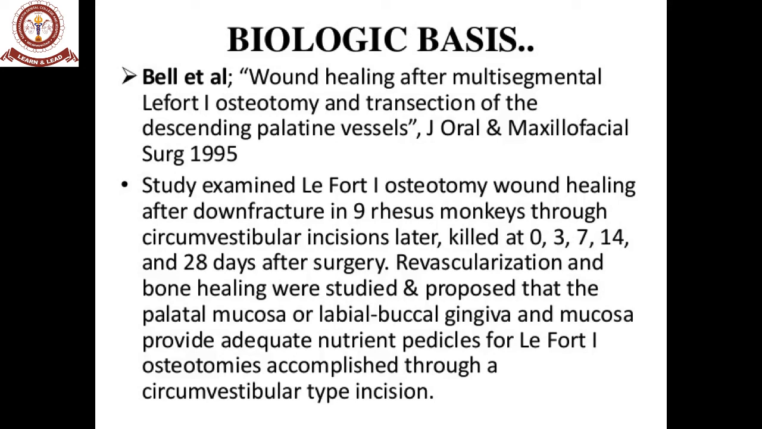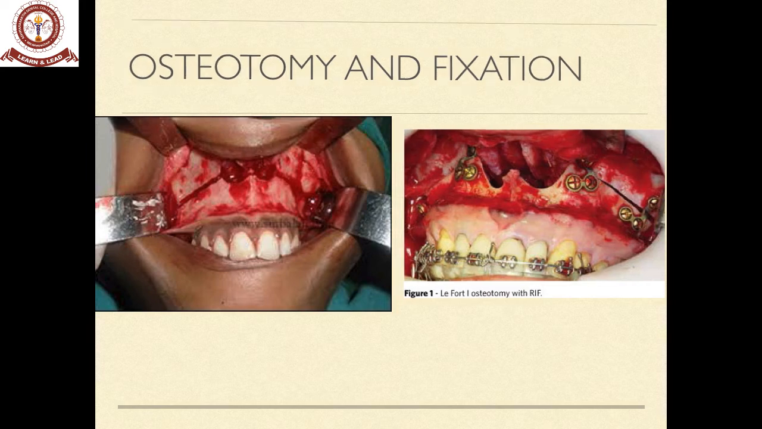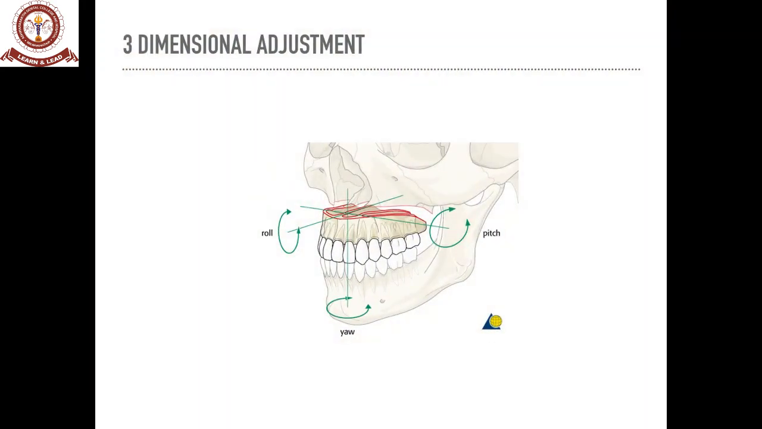After all this research, Le Fort 1 osteotomy is being done, and then we can precisely plan these surgeries and execute them. Here are certain clinical pictures of how the osteotomy cut is being done and how it is being fixed. Another important concept I was discussing is the three-dimensional adjustment. We can rotate the maxilla, take it upward, downgraft it, or bring it forward. So for any of these discrepancies, we can do the surgery and correct it.